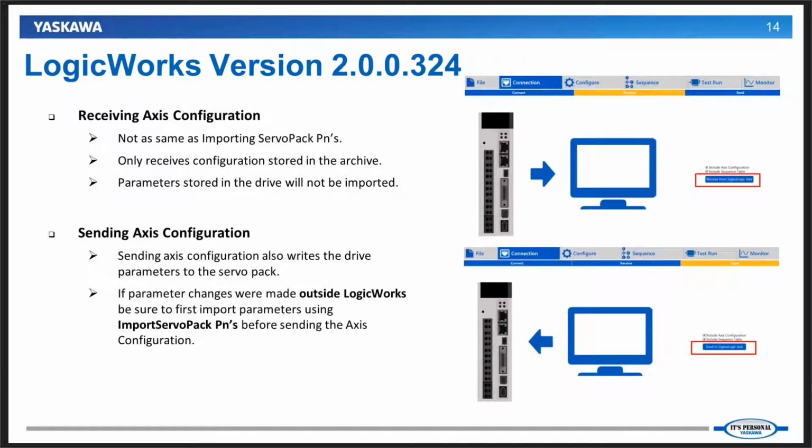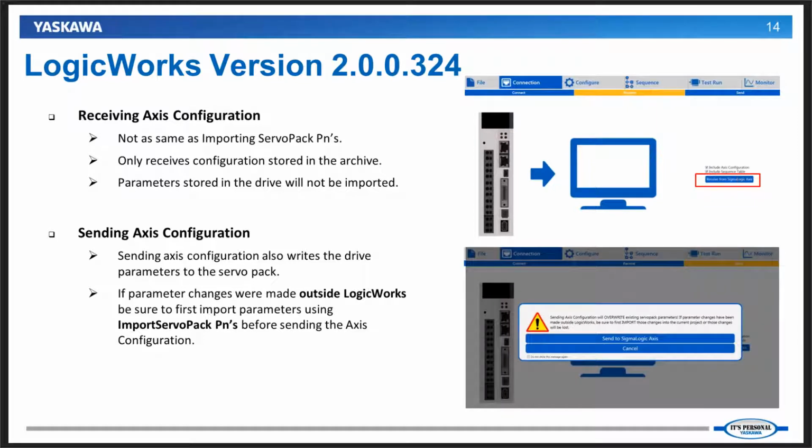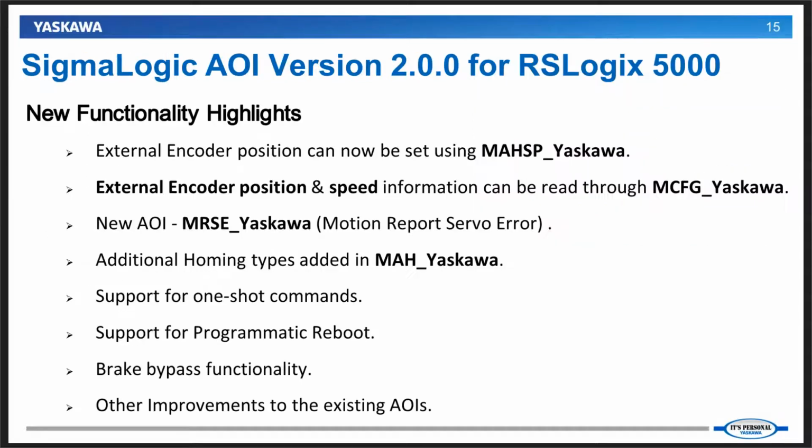Sending access configuration works a little bit different this time. Sending access configuration will also write drive parameters to the servo pack. So again, if you made any changes outside the scope of Logicworks using SigmaWin, please make sure that you import those servo pack PN using the functionality that I discussed before sending access configuration to the controller. And you will also get a message like this describing the consequences of sending access configuration. Please be aware of that. So that's all for Logicworks version 2.0.